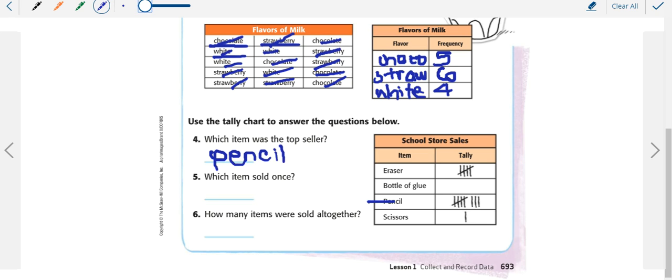Now, which item sold once? Once means only one time. The answer is scissors. So you write scissors on the line. Now, next question, number 6. How many items were sold all together? Now, remember that here we have items. So 1, 2, 3, 4 items. Items means objects, okay? So the answer is 4.